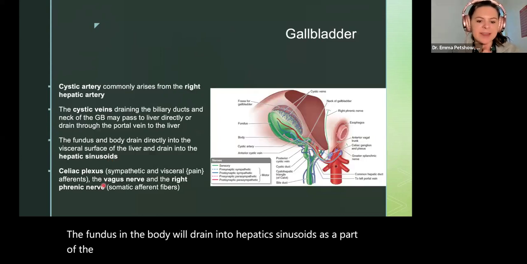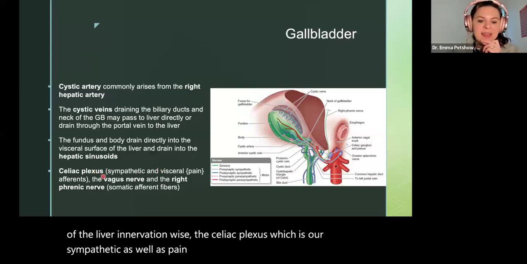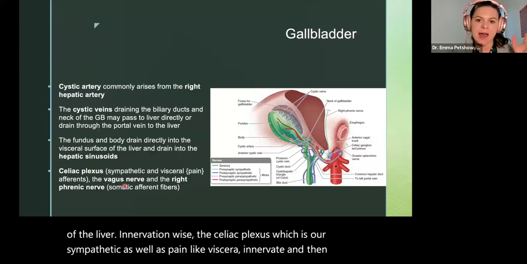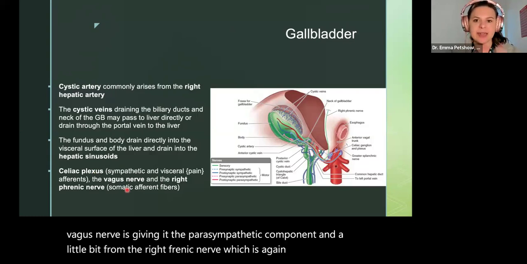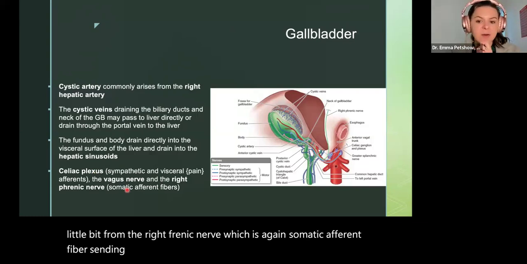Innervation-wise, the celiac plexus, which is our sympathetic as well as pain, like viscera, innervate, and then the vagus nerve is giving it the parasympathetic component, and a little bit from the right phrenic nerve, which is, again, somatic afferent fibers, sending signals back to the brain that something's not right.